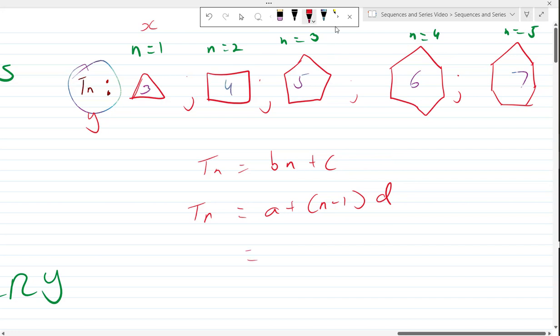Right, and then what does a represent? a represents the first term in the sequence. In this particular case, a is 3. So we're going to put a 3 over there.